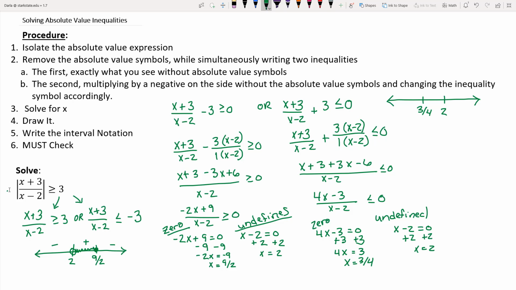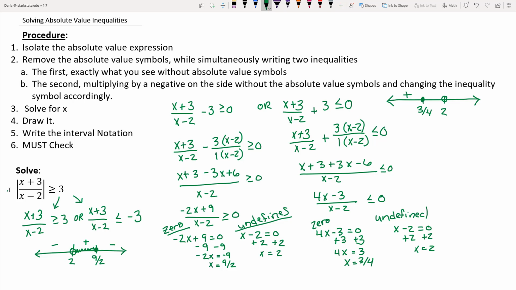And then if I do a test point, now I'm looking for solutions where we're less than or equal to 0. Now I know we're equal to 0 at 3/4. I know we're undefined at 2. Now I'm just looking for where are we less than 0. So pick something to the left of 3/4 for this interval. So let's say you pick 0. Plug that in, and you would see if you plug in 0 here into 4x minus 3 over x minus 2, you'd get a negative over a negative, which is a positive, but you're looking for where you're less than 0, so that's not where we're less than 0.